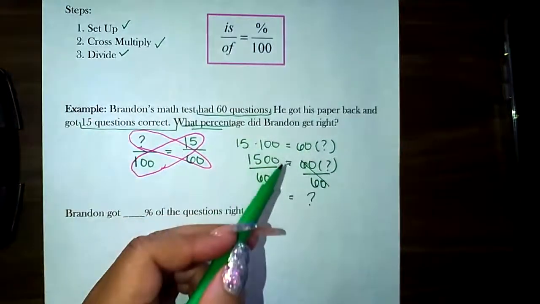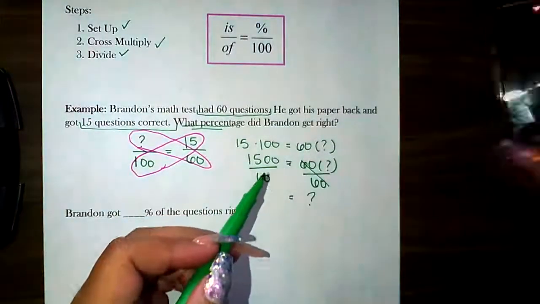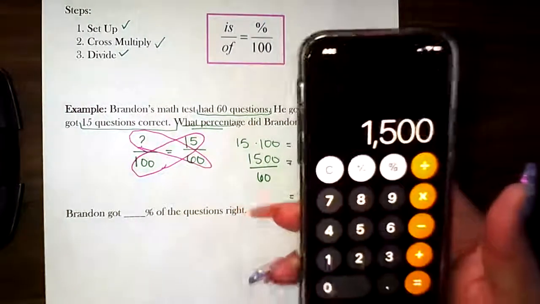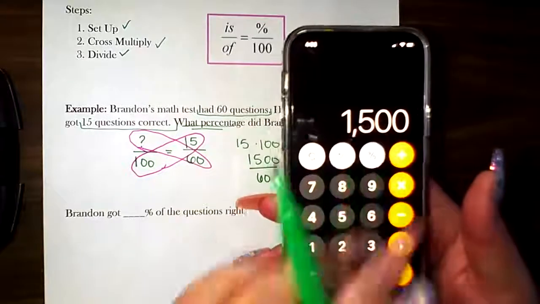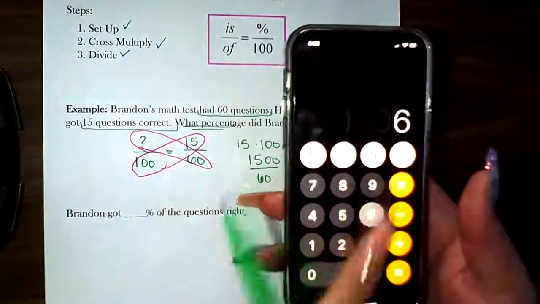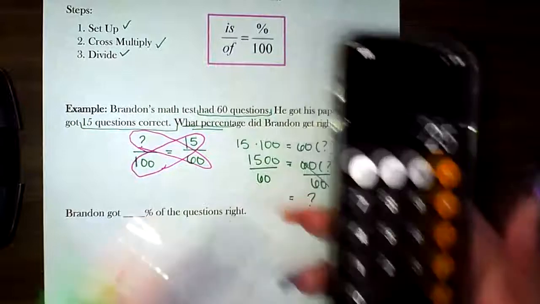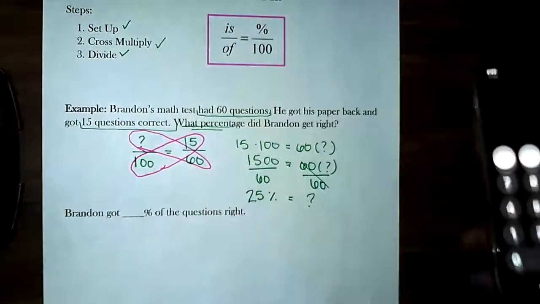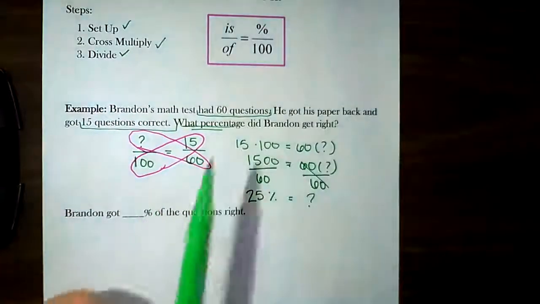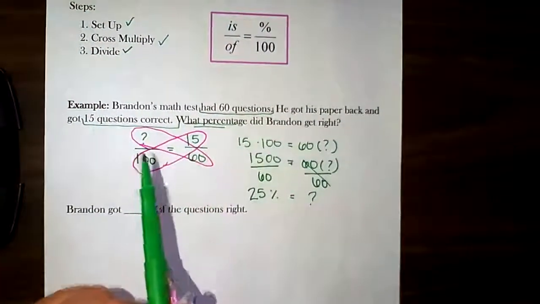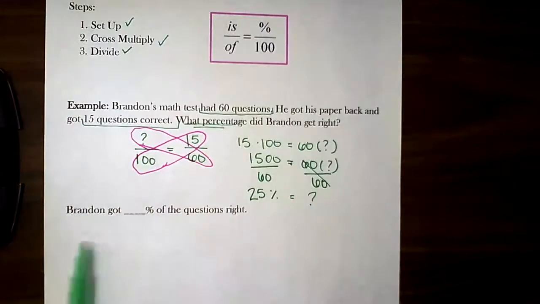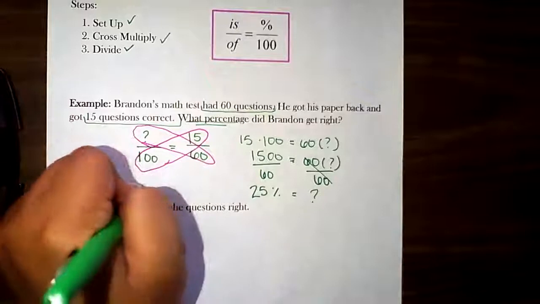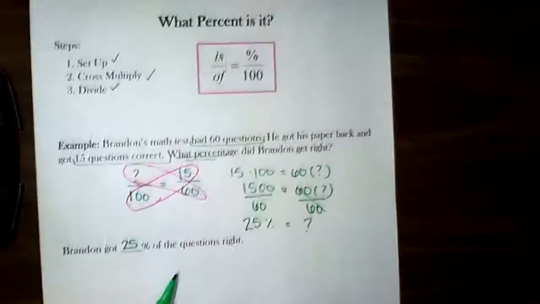Now I need to do 1,500 divided by 60. And Miss Garner is smart, but she's going to use her resources and use her calculator. So I'm going to do 1,500 divided by 60. And that leaves me with 25% because I'm looking for the percent. So in my sentence, to answer the question, Brandon got 25% of the questions correct.